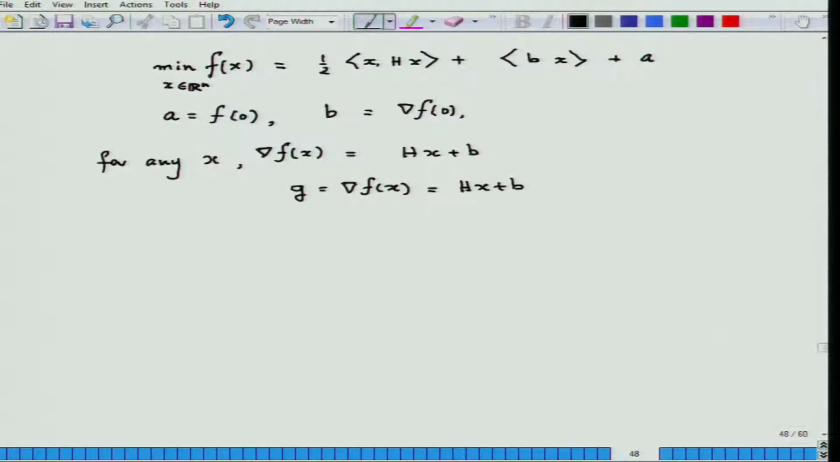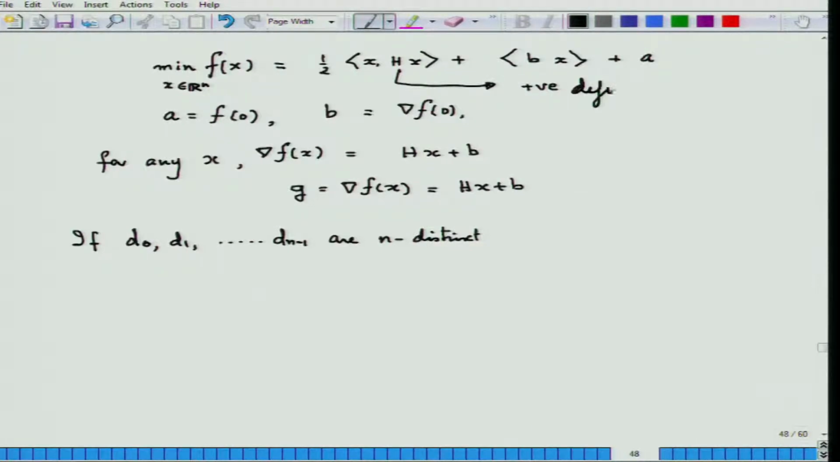Okay. Now, if d0, d1, up to d n minus 1 are n distinct conjugate directions, of course, we are only concerned about the case where this Hessian matrix H is positive definite. This is a very important thing, we are only bothered about positive definite.